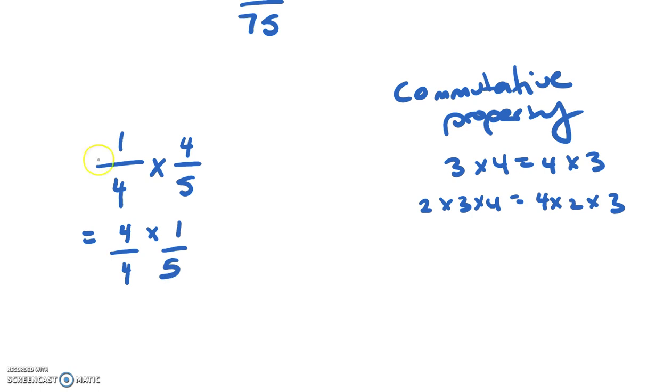Well, you just told me that the numerators you can multiply together. Yeah? And you told me that the denominators can be multiplied together. So that means that I can just swap the order because I know that the order of multiplication doesn't matter. Yeah. Now it's 4 divided by 4, 1. So what's my answer? 1/5.